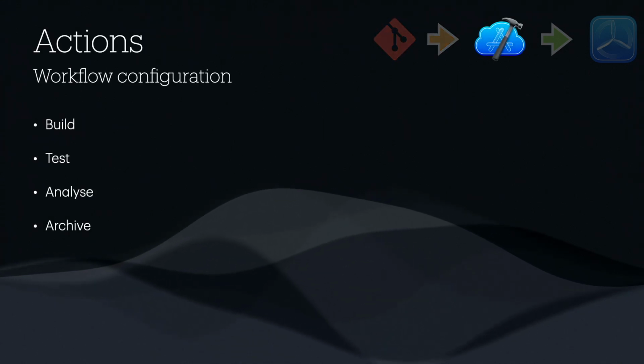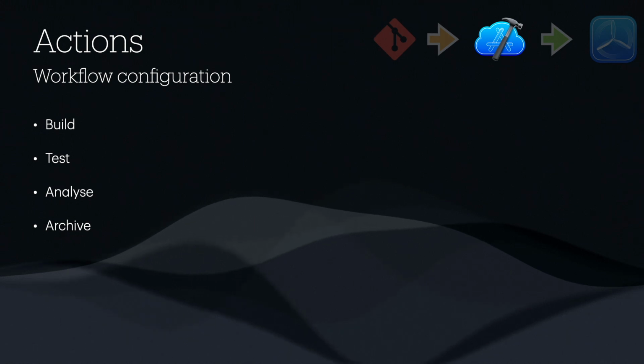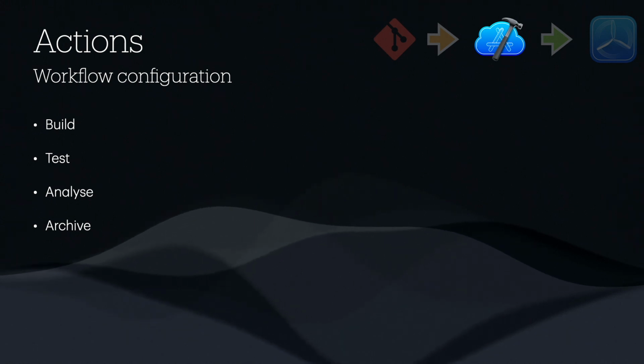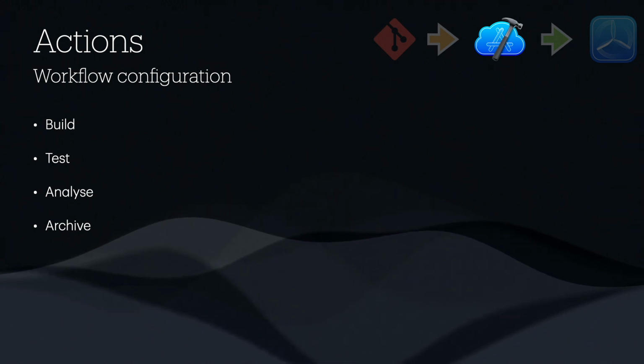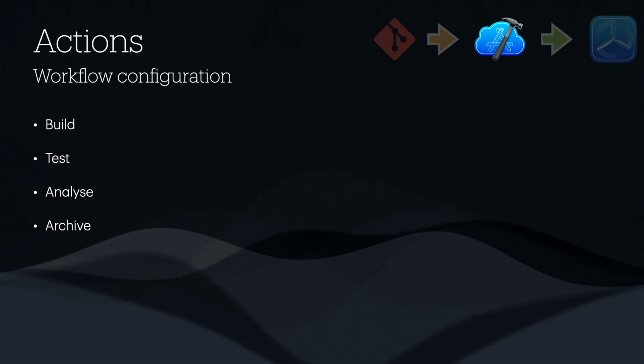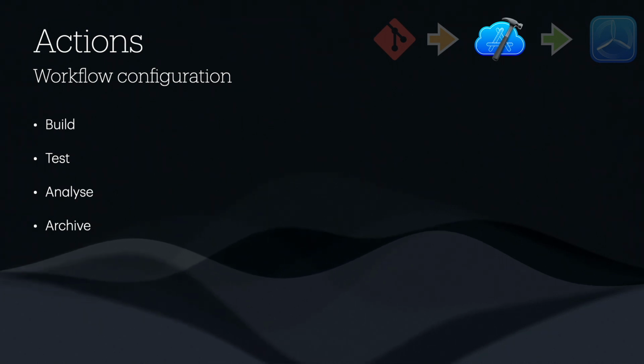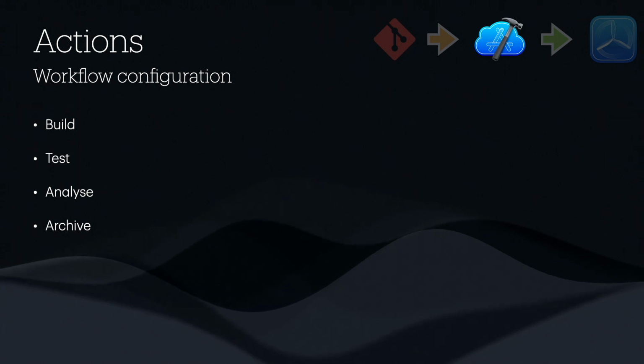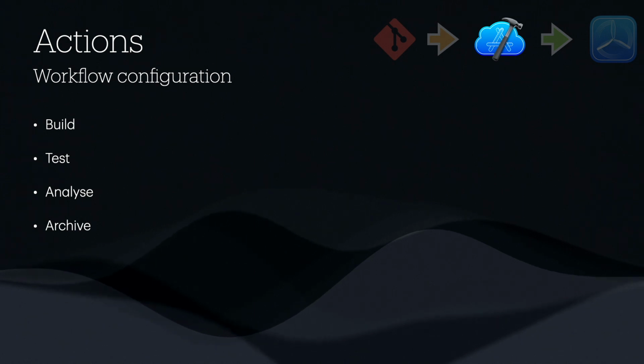Actions. The actions that you perform as part of your build are the same as what Xcode can do. So you can do an Xcode build, a test, analyze, or archive. Within these, you can configure the build to be a release or public, however you want to do it. Right? It's really up to you. It uses your Xcode build schemes configuration essentially.